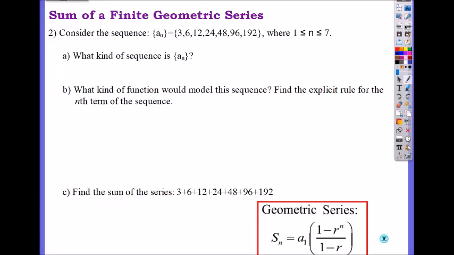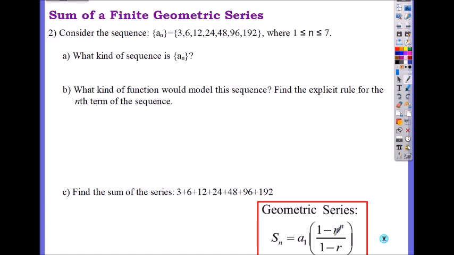How do you find the sum of a finite geometric series, meaning the sum of a fixed number of terms of a sequence? Here's the formula. You do the first term times 1 minus the ratio to the nth power, divided by 1 minus r.